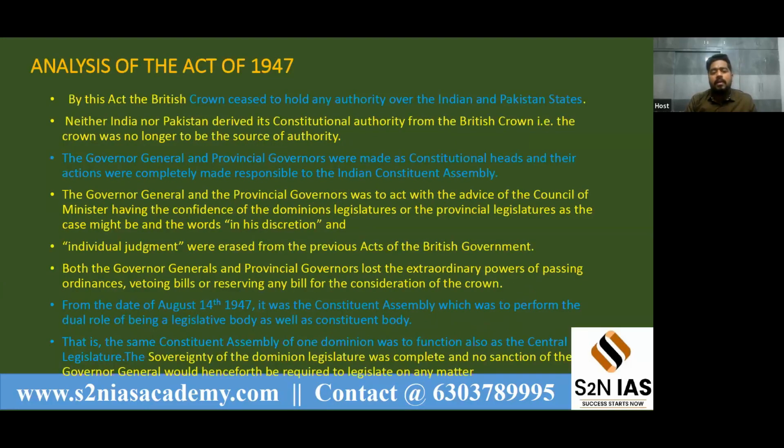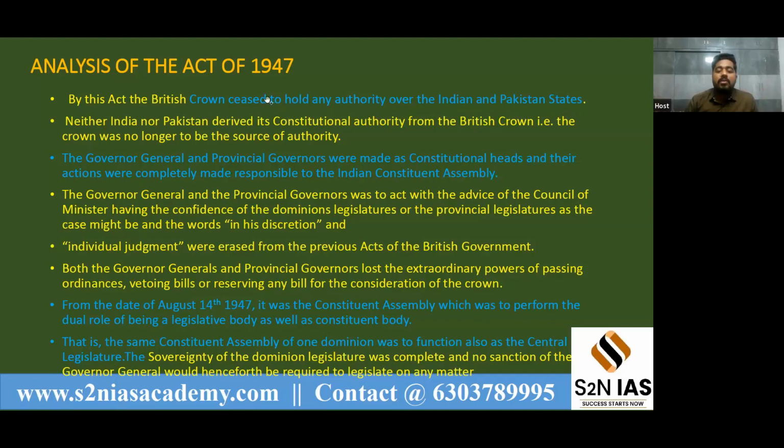Analysis of the Act of 1947. The 1947 Act itself is very brief, very short. In one line, we are giving up our responsibility from India. That was the summary of the Act. Anyhow, for the sake of studying it in a critical manner, we need to analyze this Act.